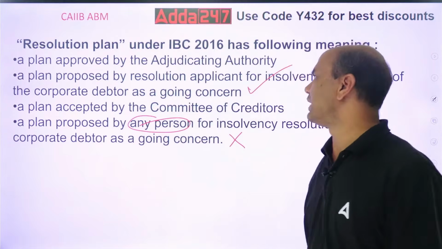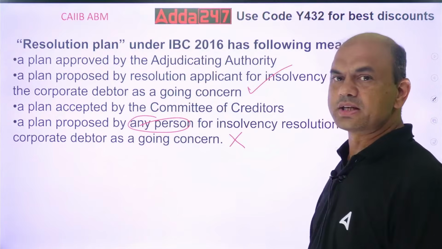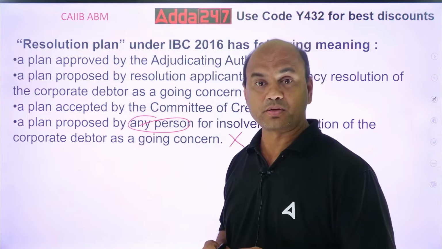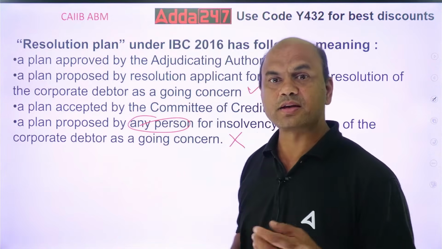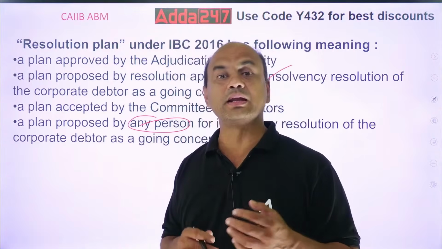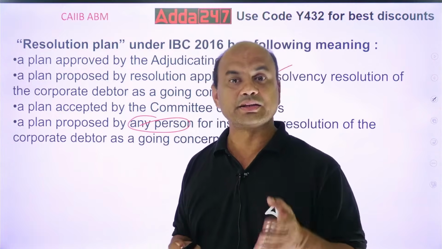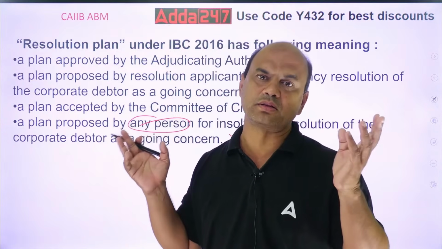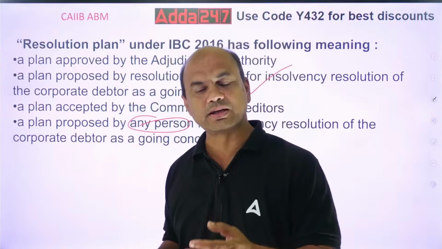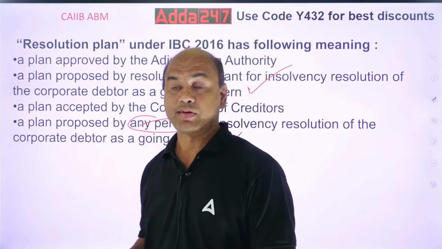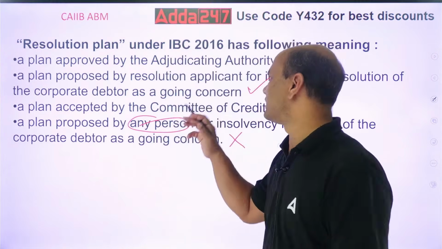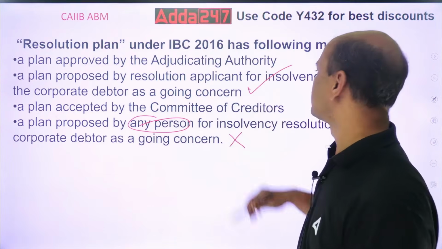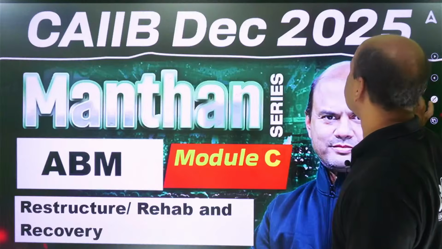Plan proposed by the resolution applicant. Now who is the resolution applicant? He is a prospective buyer, ready to take over that company and then run it. For that he has a plan. He has a step-by-step plan, not only vision. Per step, what will I do? That is known as a plan proposed by the RA, the new buyer, for insolvency resolution of the corporate debtor as a going concern. Okay?